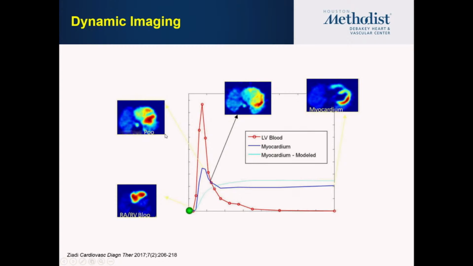So the first one is drawn here, where you see the curve is what we call the input function, or the time activity curve in the left ventricle. So all the radiotracer made it to the heart, to the LV cavity, and then it just washed out of the LV cavity.